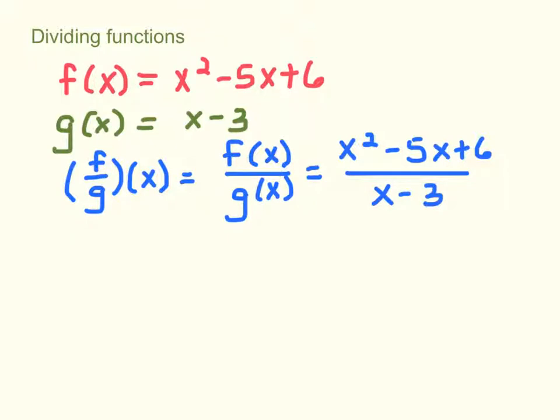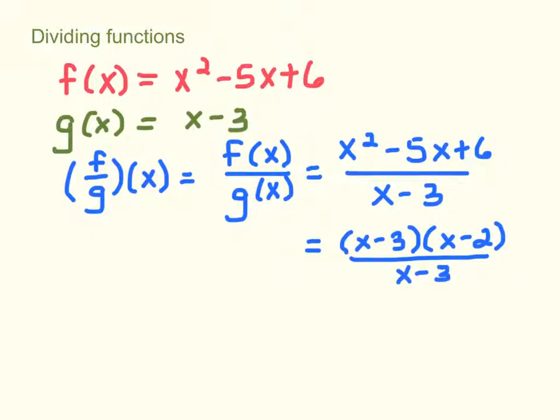Well, the top can be factored into x minus 3 and x minus 2. And then the x minus 3 can be canceled with the x minus 3, because remembering your canceling rules, you can cancel a binomial that matches another binomial exactly, and your answer would be x minus 2. So when dividing functions, always check to see if anything can be done to simplify or cancel parts of the function to simplify it down to its basic form.